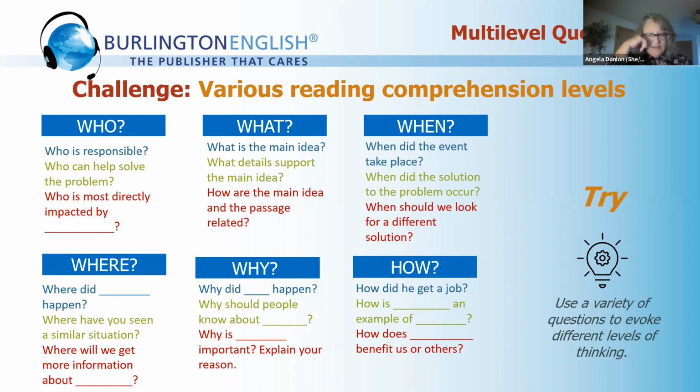I love using the 5 W's and the H questions. I want a chart of this in my next classroom. I would have loved a chart of this just for my own reference. So for example, using the who questions. For the lower level students, you could ask when checking for comprehension, right? Who's responsible? The mid-level students, who can help solve the problem? The higher level learners, who's most directly impacted by what has happened or this person, right? So the more complex questions for the higher level learners.